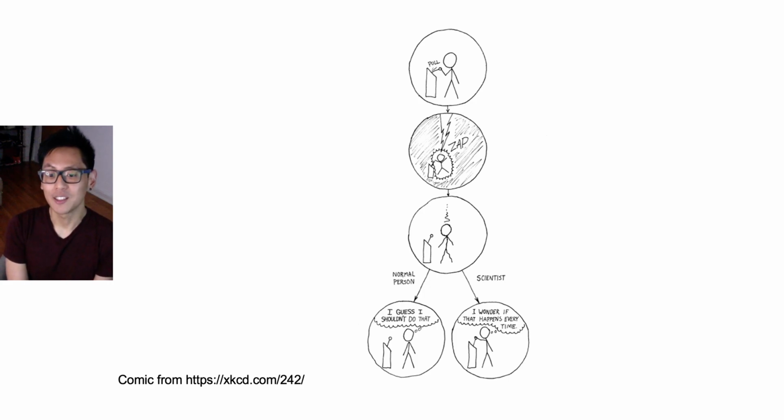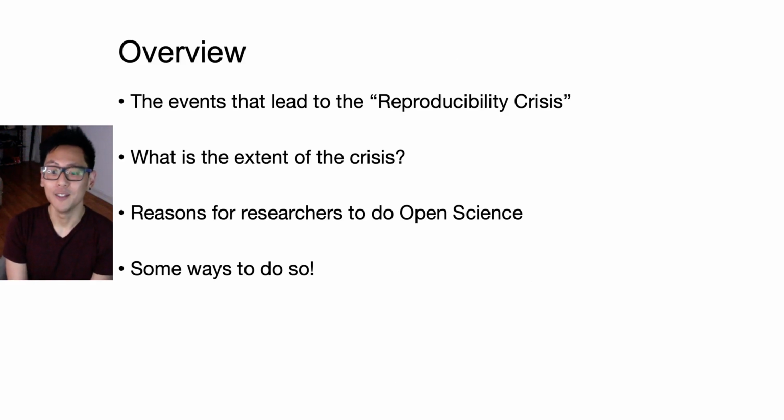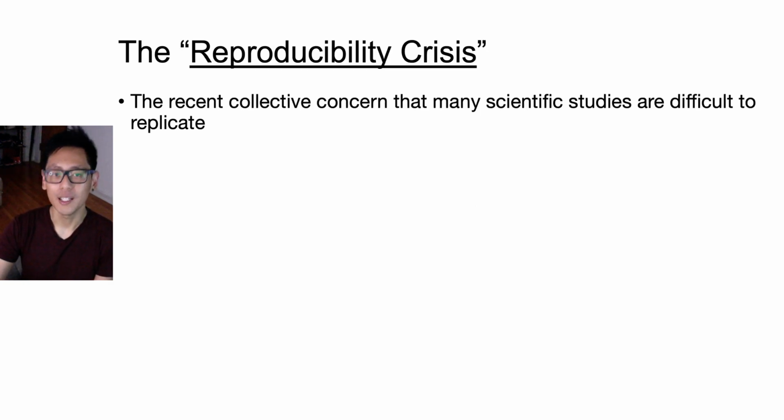So here in this talk, I'm going to try and do a few things. I'm going to try and lay out the events that led to the reproducibility crisis, try and explain what the extent of this crisis is, and some reasons for researchers to engage in open science and perhaps some ways to do so. So firstly, what is the reproducibility crisis?